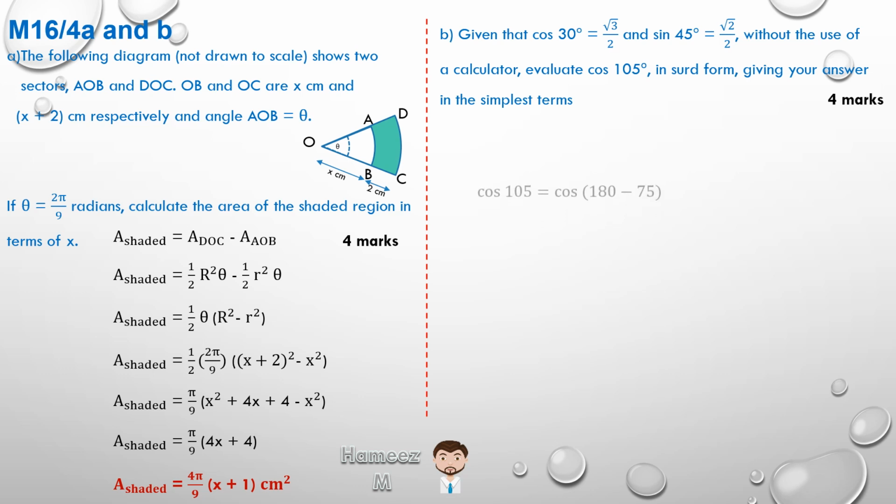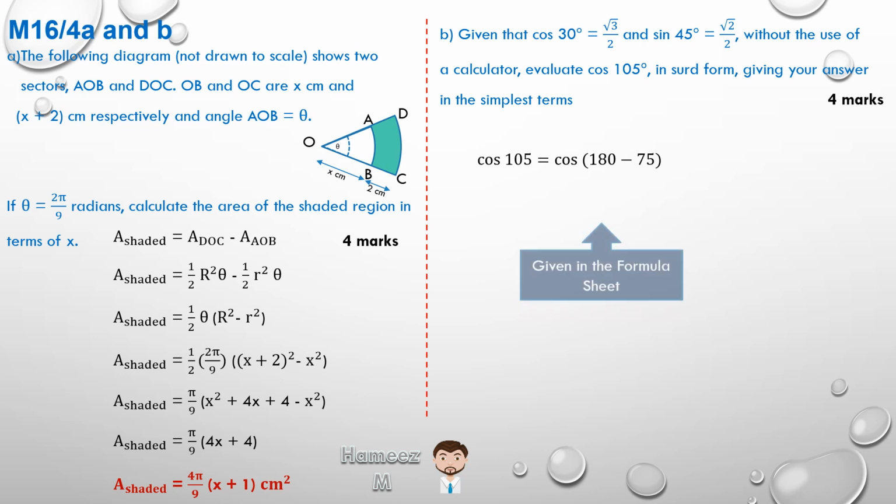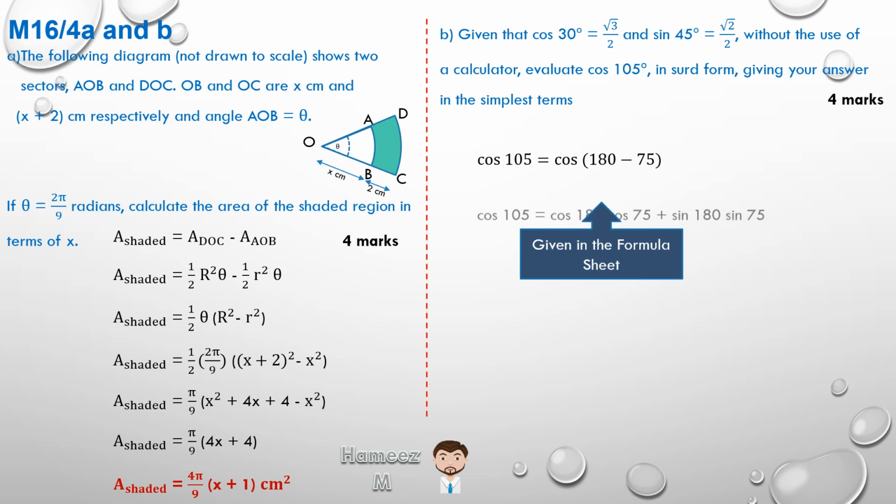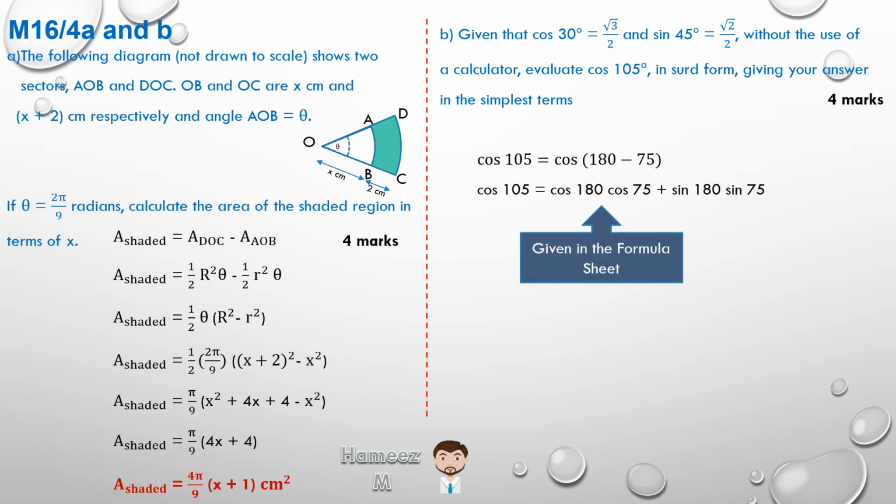So let's take cos 105, and that is equal to cos of 180 minus 75. And if we look at applying cos to two different angles, then we can apply the compound formula given in the formula sheet. And that formula says cos A cos B plus sin A sin B. So let's apply it here. So cos 105 is equal to cos 180 cos 75 plus sin 180 sin 75.